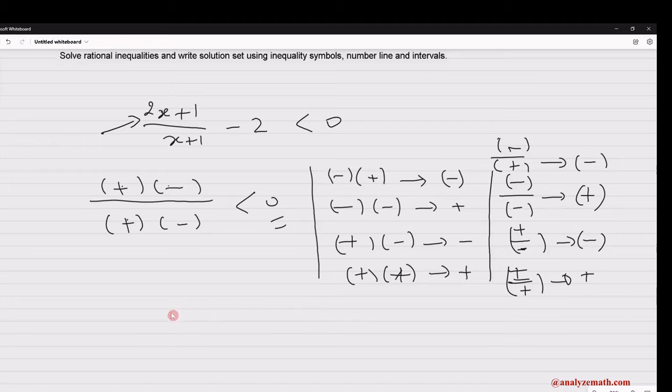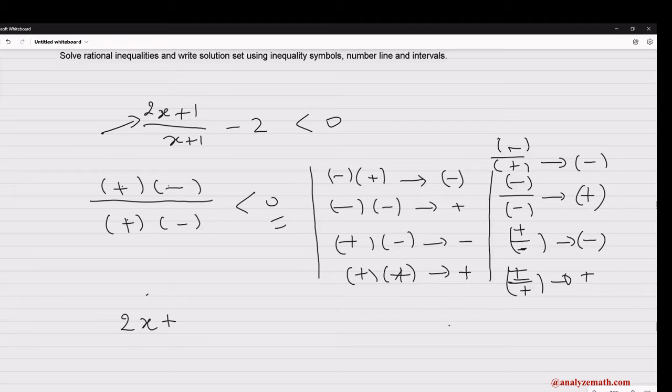Something else about rational inequalities is to never multiply or divide by an expression containing x, simply because you don't know the sign of this expression. Remember that in inequalities, when you multiply or divide by a negative number, you need to change the symbol of inequality. Let's take an example to be clear about this.